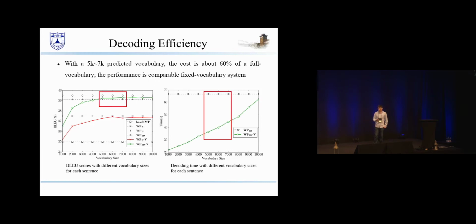In the red rectangles, we can see that when the size of the predicted vocabulary is between 5,000 and 7,000, the translation quality is close to the best performance, with only about 16% of the time.